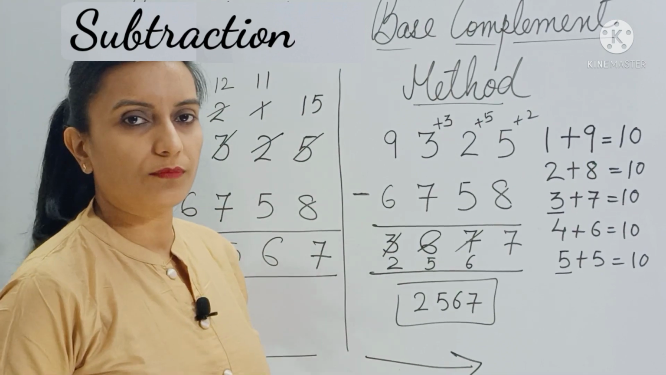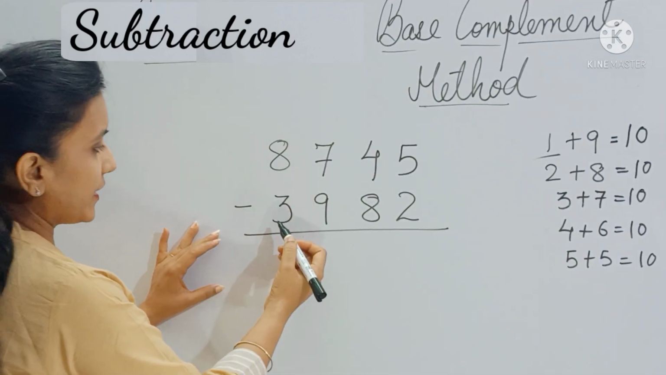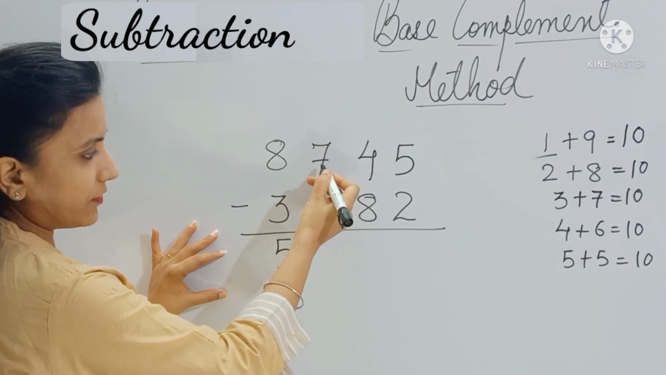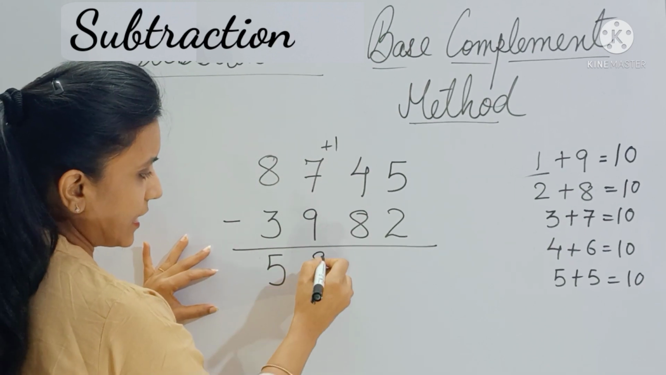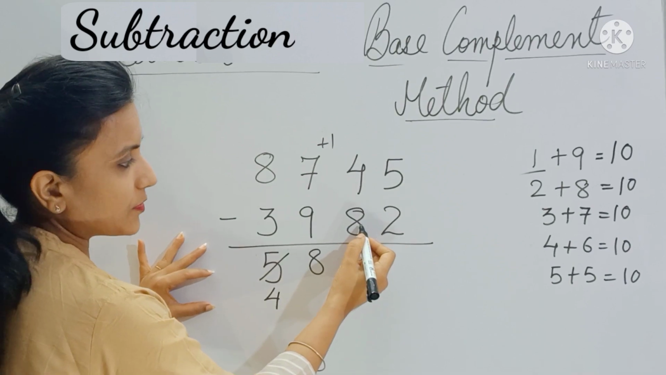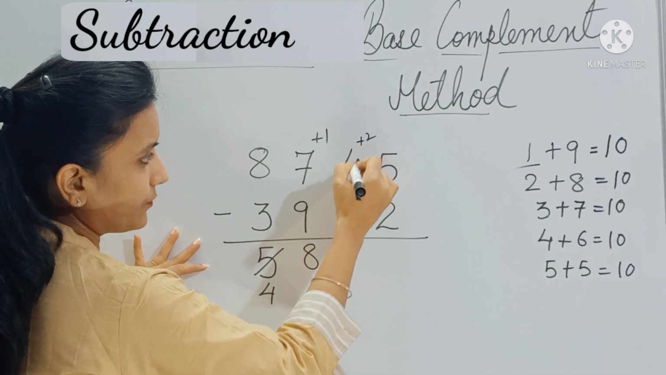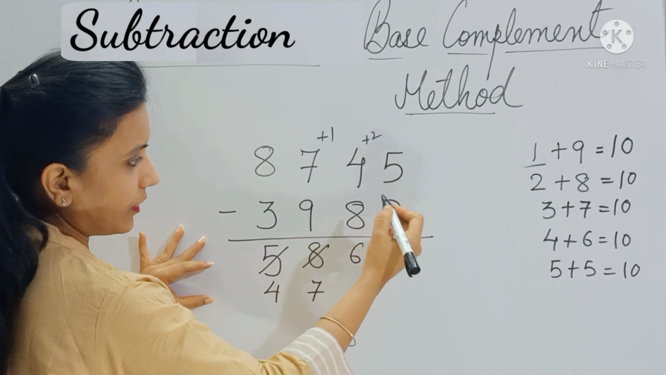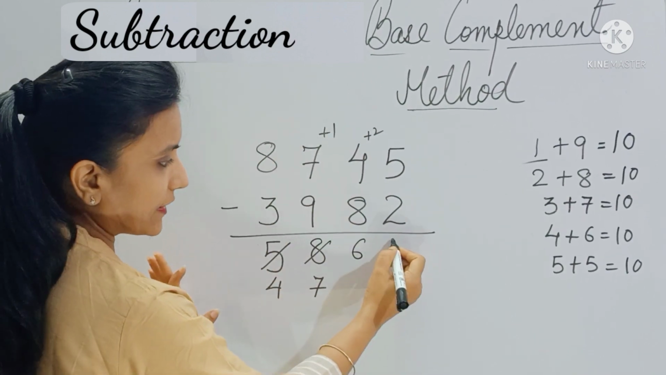So let's do one more problem to understand this concept better. Now here 8 minus 3 is 5. Now you can't subtract 9 from 7, right? So the complement of 9 is 1. So add 1 here, you get 8, and reduce this by 1. So you get 4 here. Now again you can't subtract 8 from 4. So the complement of 8 is 2. So add 2 here. So 4 plus 2 is 6, and reduce this by 1. So you get 7. Now here you can subtract this, right? I can subtract 2 from 5. So I will get 3 here.